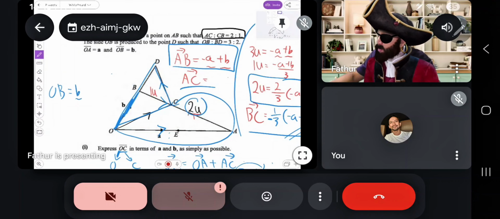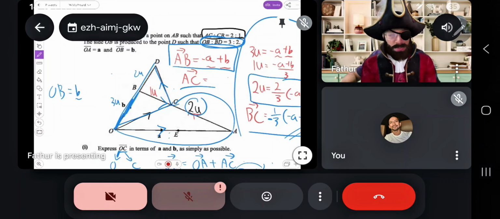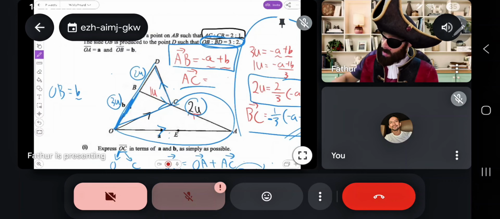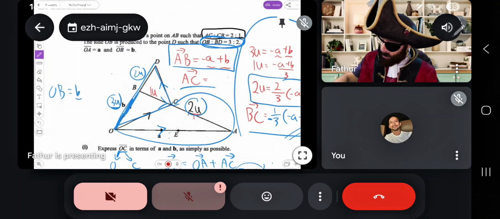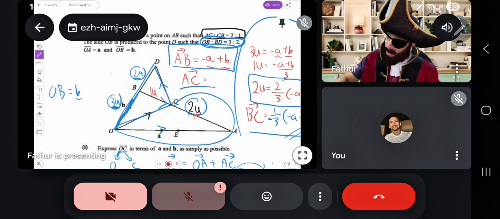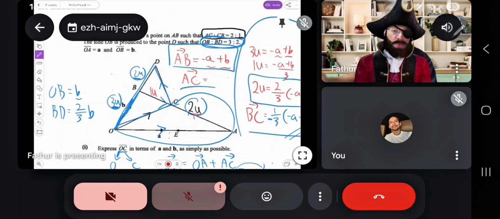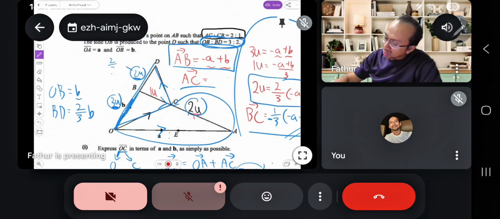Look at the ratio once again. OB to BD is 3 to 2. So this is 3 units, this is 2 units. So how do I find BD? BD is 2/3 of OB, because OB is 3 units, but BD is 2 units out of the 3 units of OB. So this will be 2/3 of B.